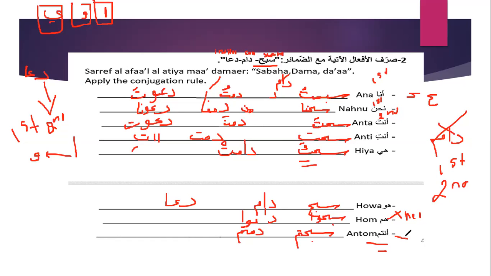أنتم also, it's a second person one, but it's three or more. أنتم دعوا, rhyme it with أنتم. أنتم دعوتم. Okay, please focus with me here.